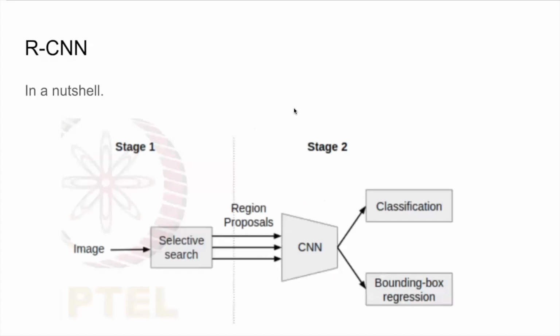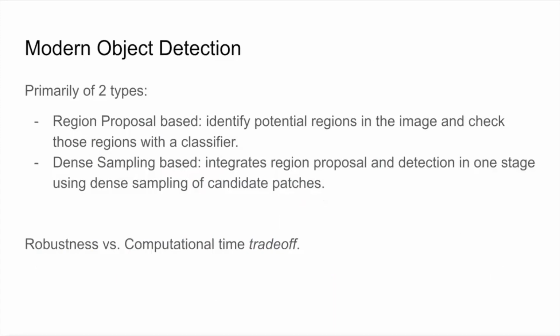Now we'll learn about modern object detection, which is primarily of two types. The first is region proposal based, where the algorithm identifies potential or candidate regions in the image and checks those regions with a classifier to see if there is an object or not. The second is dense sampling based, which integrates the region proposal and detection in one stage using dense sampling of candidate patches.